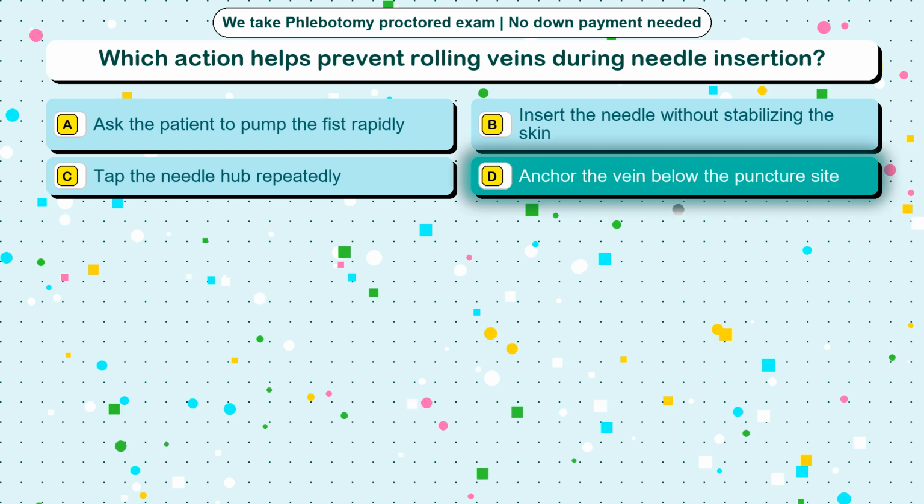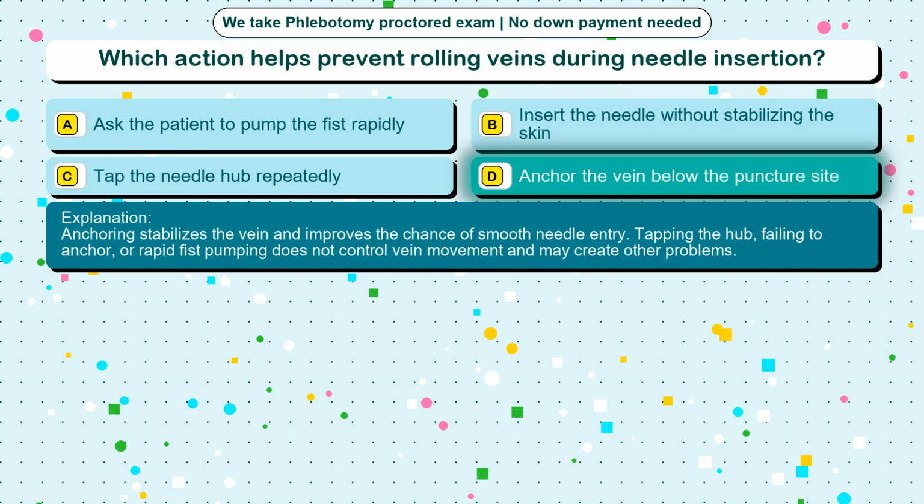The correct answer is option D. Anchor the vein below the puncture site. Anchoring stabilizes the vein and improves the chance of smooth needle entry. Tapping the hub, failing to anchor, or rapid fist pumping does not control vein movement and may create other problems.